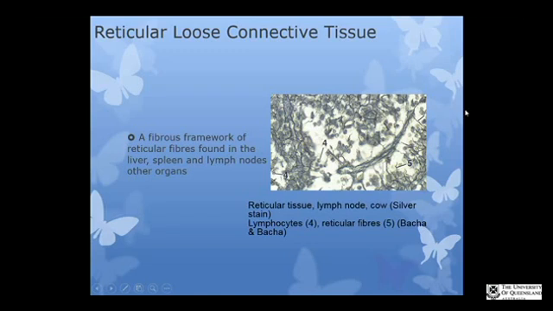Okay, loose connective reticular tissue. Again, this is a lymph node. The reticular fibers are stained black in here. It makes a framework that covers the liver, the lymph, and lymph nodes.